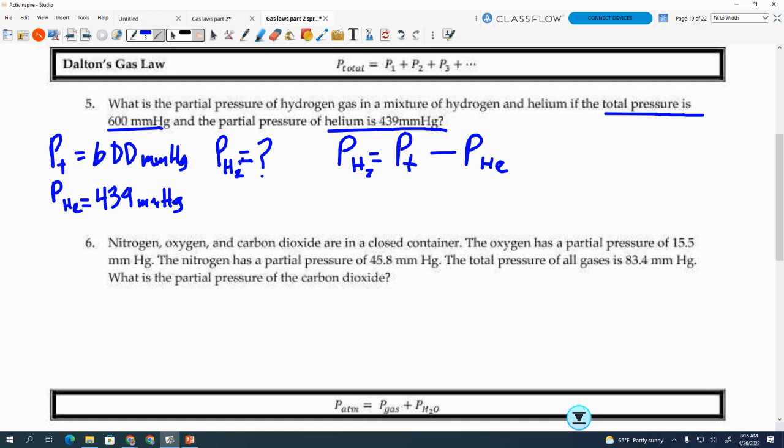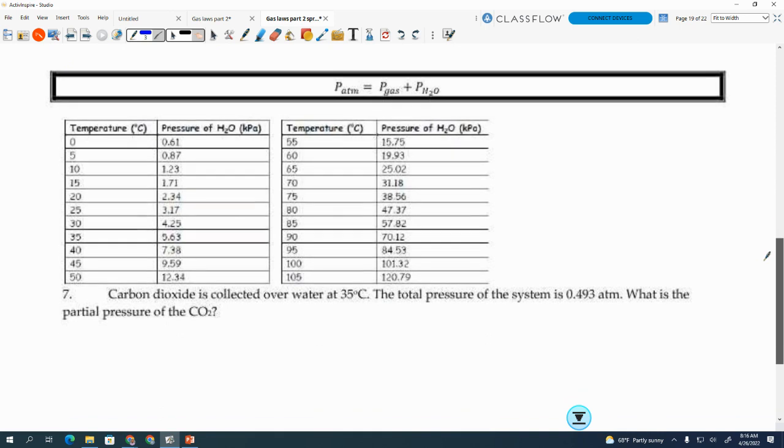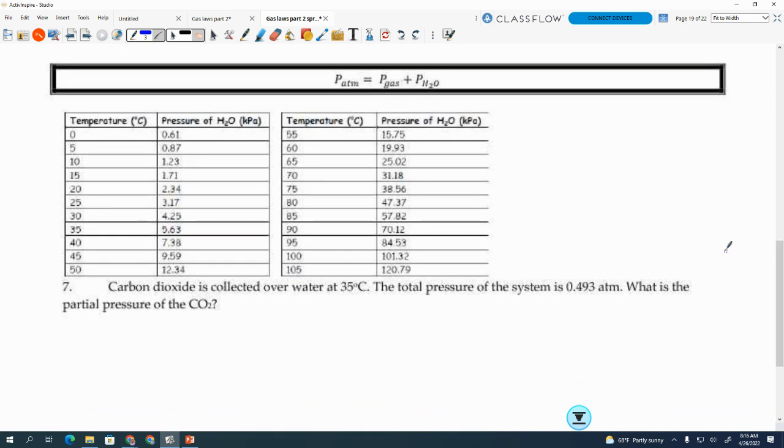So if you look down to the bottom of the page. All right. So down here at the bottom of the page, when we're conducting labs and when they're trying to find out the pressure of a gas that's created in a chemical reaction, the lab process is called collecting a gas over water.